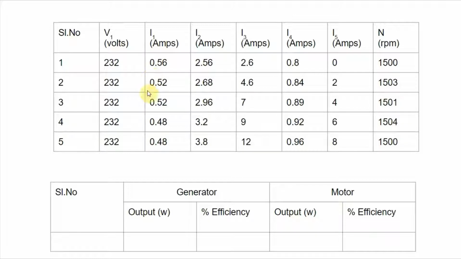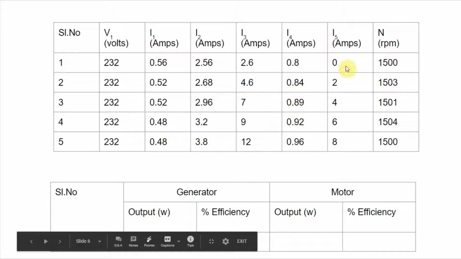So this is your field current of DC motor. This is the armature current of DC motor. This is the field current of DC generator, and this is the armature current of the DC generator. So as we adjust the field rheostats of both the machines, we are actually increasing the armature current of both DC motor as well as DC generator in step. So we are keeping armature voltage of DC generator as a reference, and we are varying the armature current of DC generator in steps, and we are obtaining different readings.